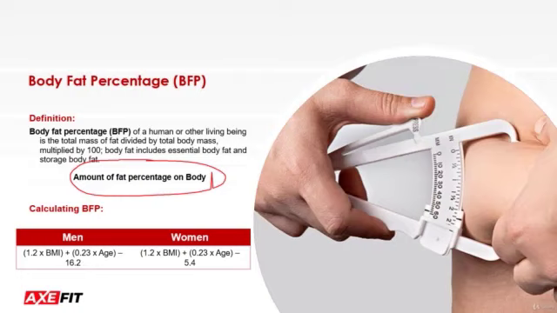So if you observe, the formula for men is 1.2 multiplied by BMI plus 0.23 multiplied by age minus 16.2. Now the formula is virtually the same for women. However, at the end of the formula, we have minus 5.4 for women and minus 16.2 for men. So let's have a quick look at how to calculate body fat percentage.